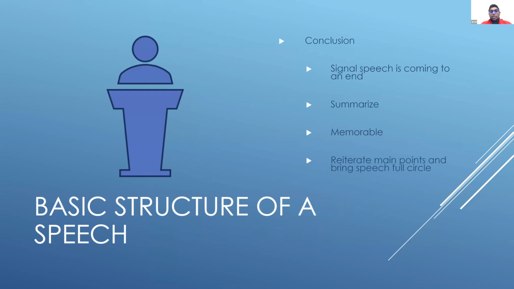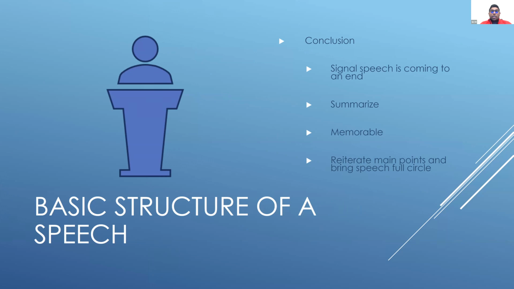The last part of your speech will be the conclusion. This is to signal that the speech is coming to an end. This is also where you will summarize whatever you've covered in the bulk of your speech. You want to try to make it memorable.